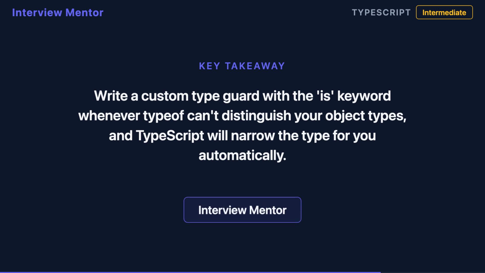Use custom type guards with the is keyword whenever typeof falls short on objects, and let TypeScript narrow types for you automatically.